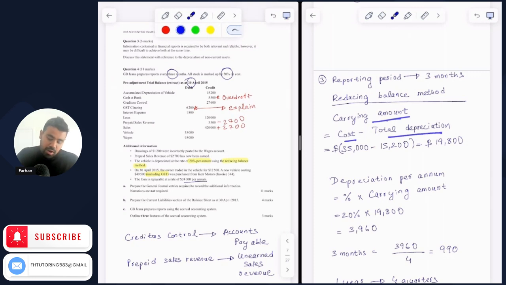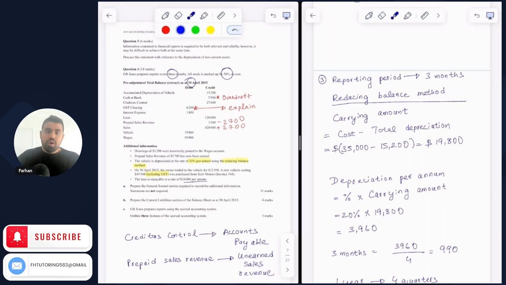Now, the vehicle at cost is what you will get from the debit column of the pre-adjustment trial balance. As you can see here, which is $35,000 reported within the debit column. Now, this is the cost price for the vehicle, the original price that we had paid to purchase this vehicle when we had acquired it. Then the total depreciation, which is the cumulative depreciation of vehicle, and that is 15,200 reported within the credit column.